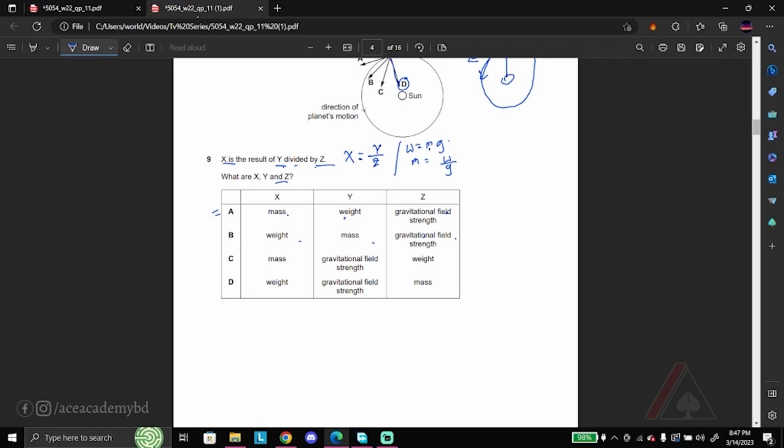Let's look at the first option. It says X is mass, Y is weight, and Z is gravitational field strength. So if we check, this is weight, this is g, and this is m, so it all matches with our formula up here. So A should be the correct answer. If you look at the other options, they're wrong. Weight isn't mass divided by gravitational field strength, and likewise for C, all of them are wrong as well. So A is the right answer.